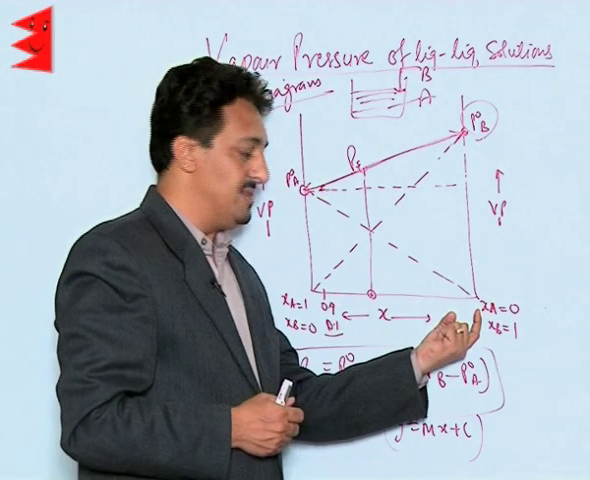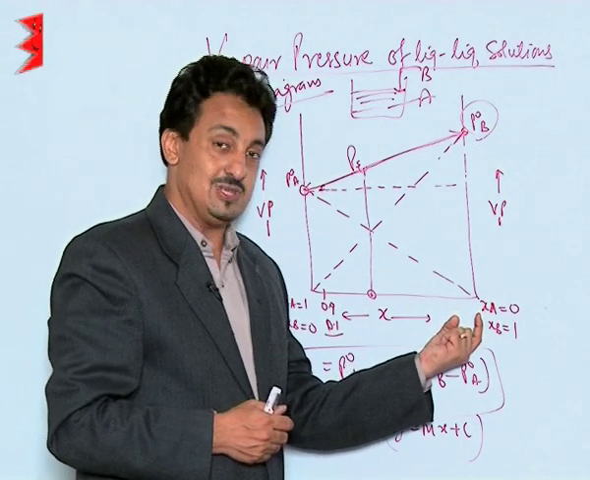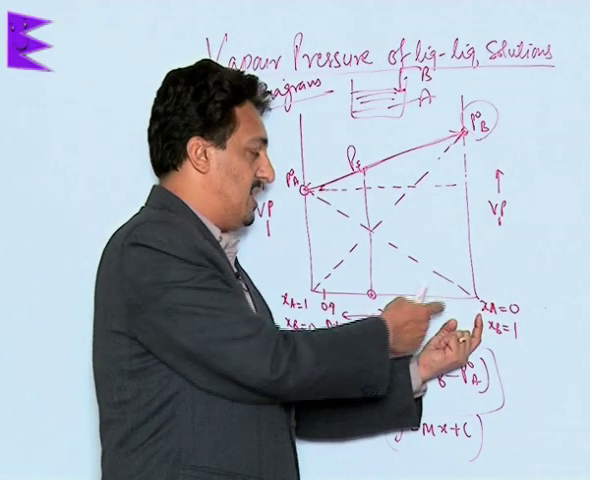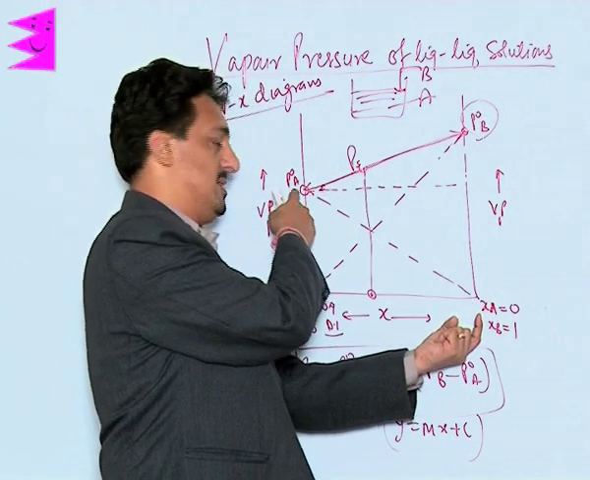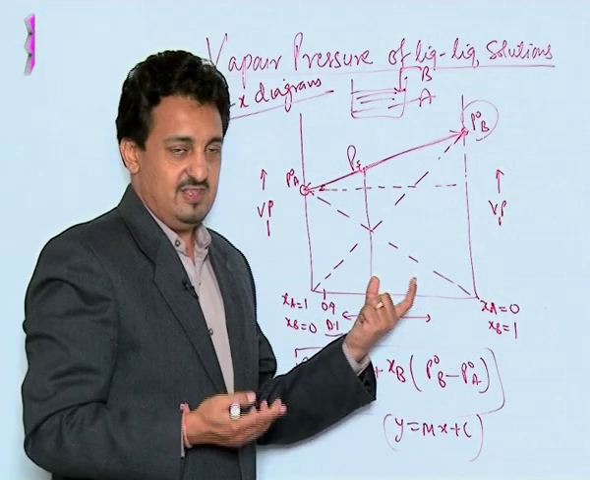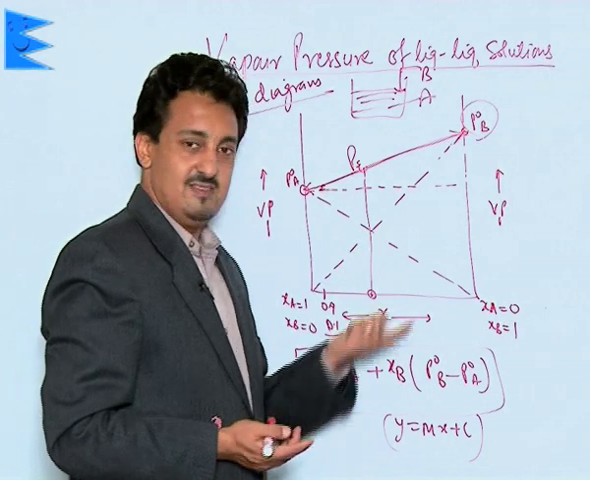Similarly, if we start from this point, we know that here we have only the solute, not the solvent. So if we keep on adding A, its vapor pressure will increase from 0 and can go up to the maximum value of P naught A. So this is the significance of the dotted lines.